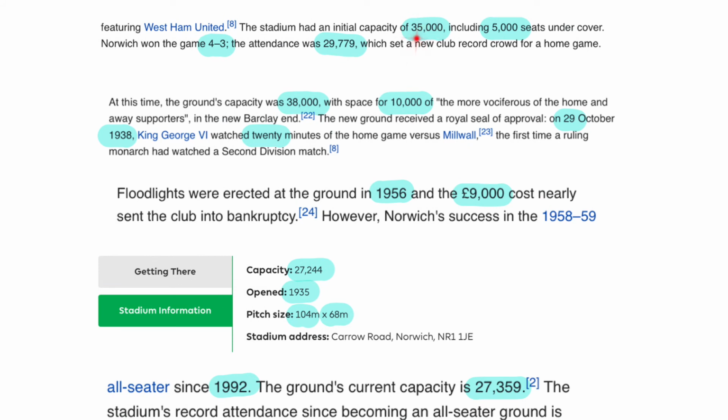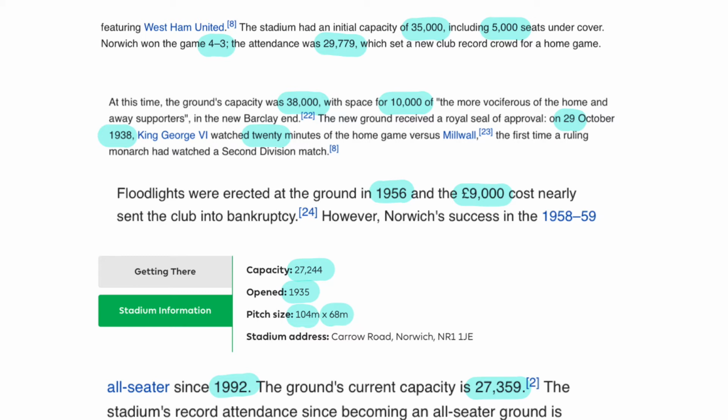So looking at these numbers, going from the beginning again, the stadium had an initial capacity of 35,000, including 5,000 seats under cover. Do you think there were exactly 35,000 as a capacity? And do you think there were exactly 5,000 seats under cover? I think it's probably unlikely that there were exactly 5,000 seats under cover. Okay, I think it would be quite unusual. And to be honest, it would be as likely for there to be 4,997 as there would be 5,000. 5,000, remember, is just a number. So it might be that these numbers have been rounded.